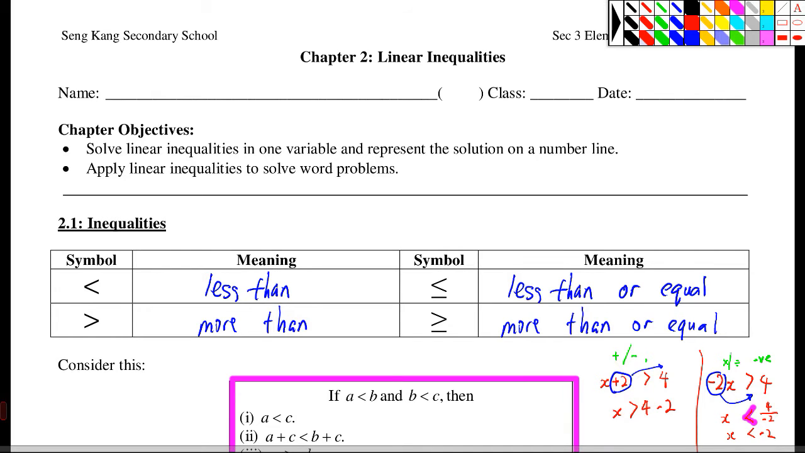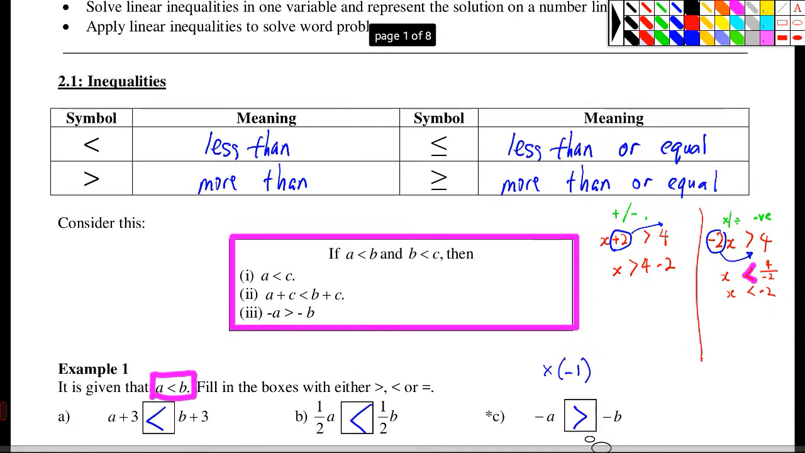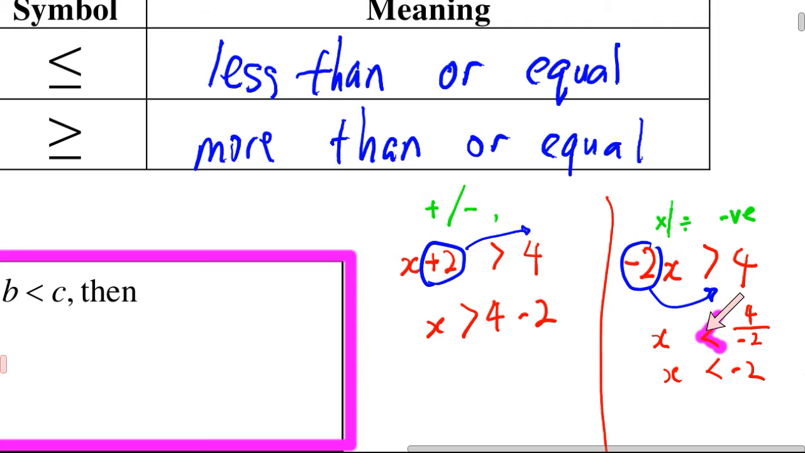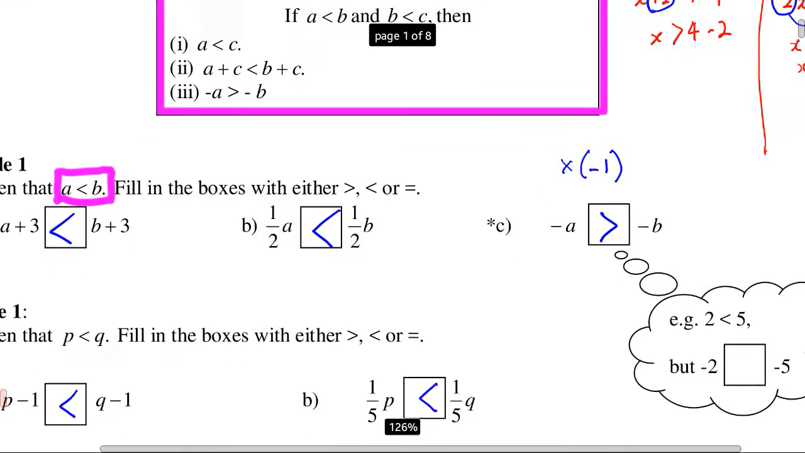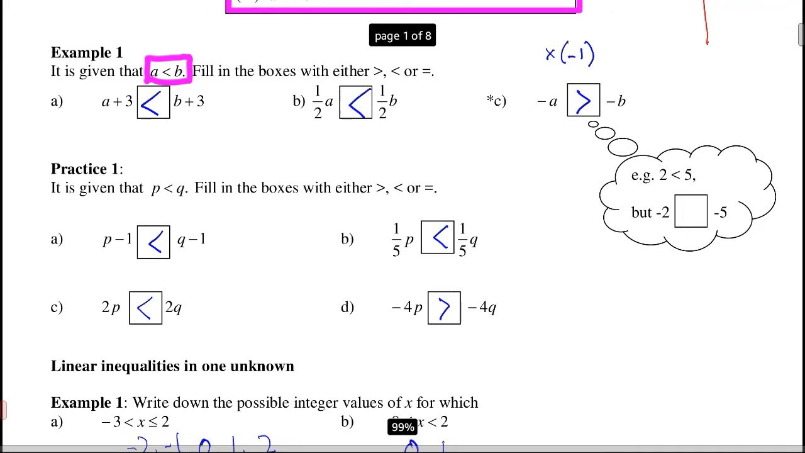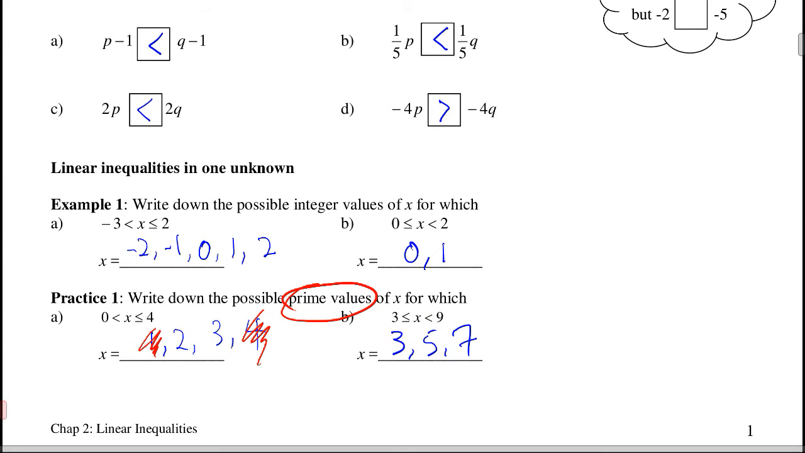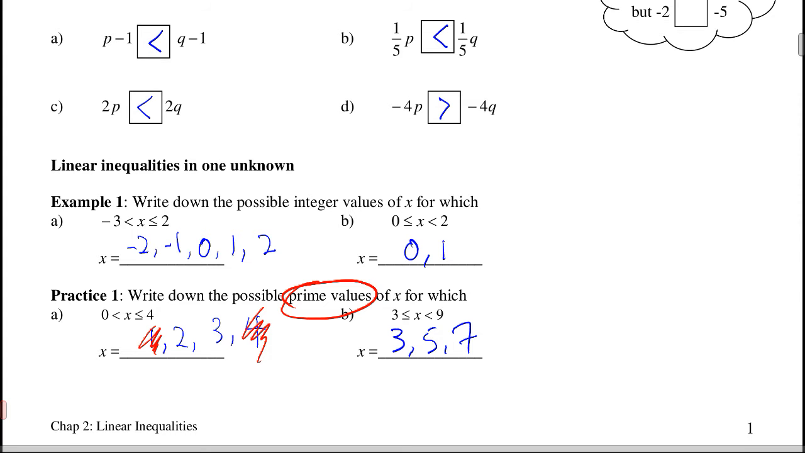Let me just record. Okay, check that you have these answers. Check that for inequality, this is the only thing you need to take note: when you multiply or divide by a negative number, you change the sign. Check that example 1, practice 1 is as follows. Example 1 and practice 1, check that you focus on prime numbers. So there's no 1, there's no 4.